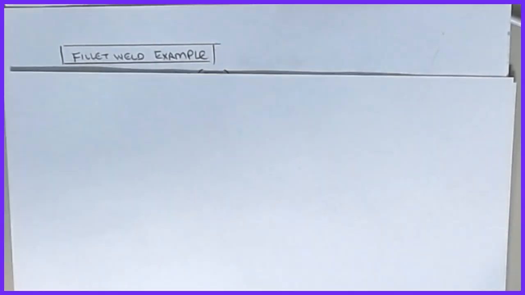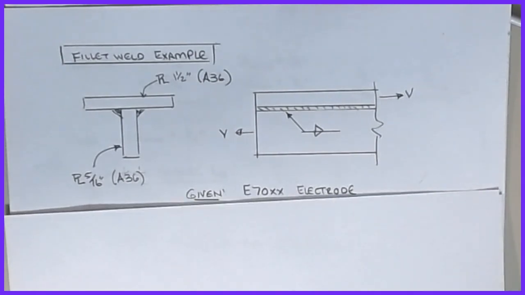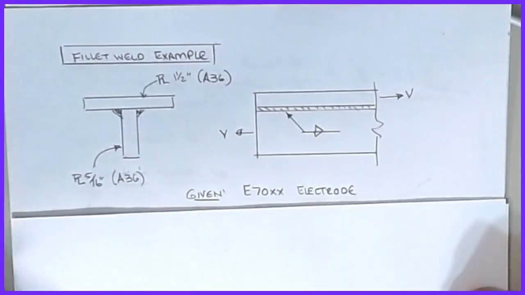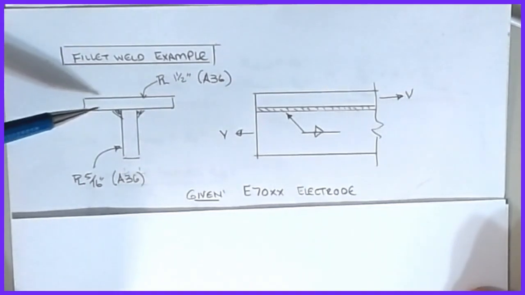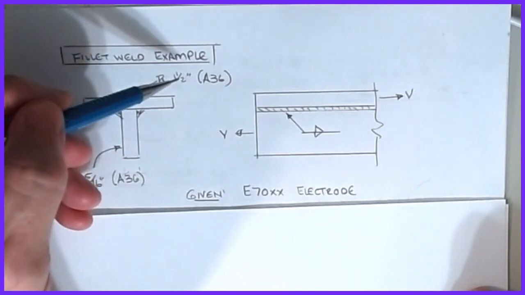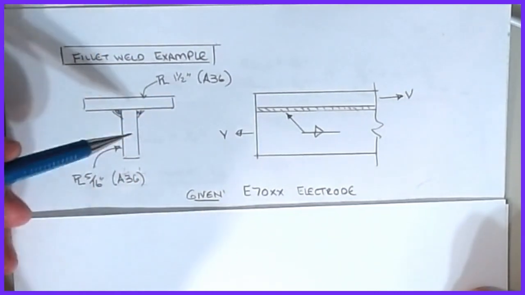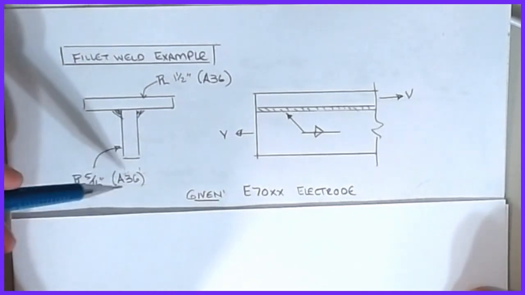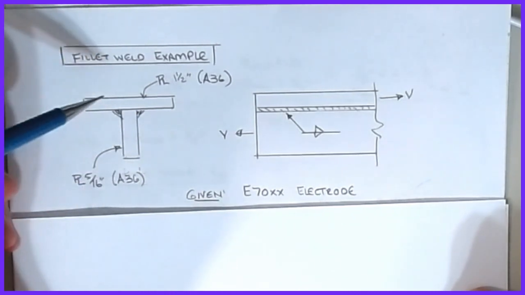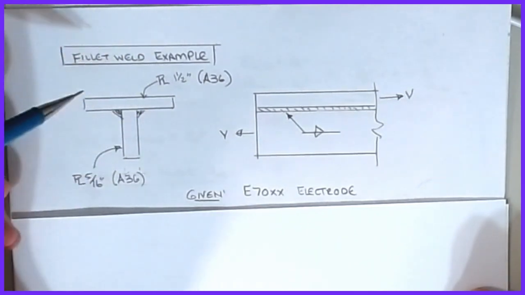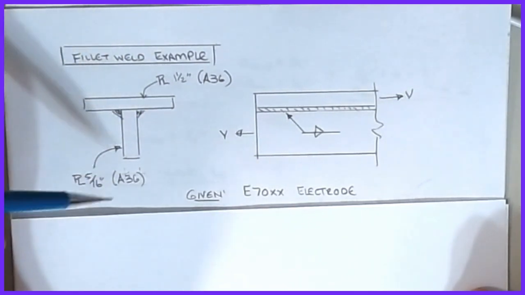All right, so the first one up is a simple basic fillet weld calculation, and what I have is two plates that we've set together here, forming a T cross section. The top plate is a 1.5 inch thick plate of A36, and the web or the stem is a 5/16 inch A36 plate. Now, we're not really worried about the width and the length and the dimensions of all of that, and I'll explain why in a little bit.